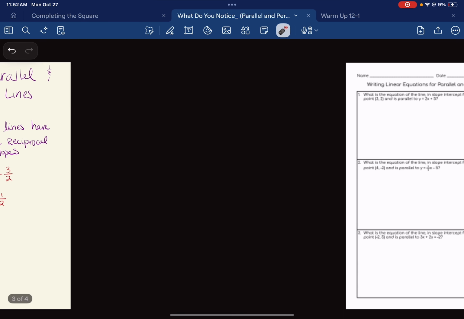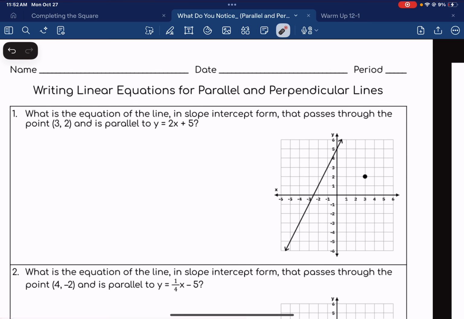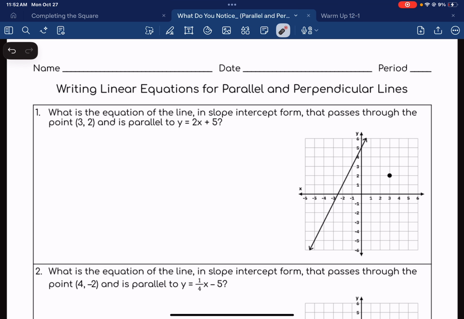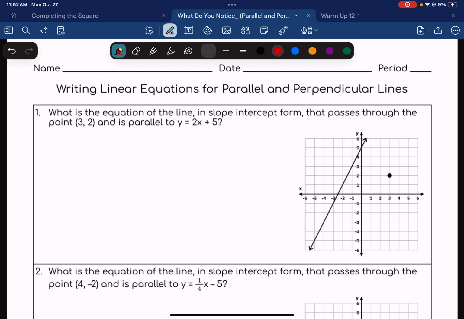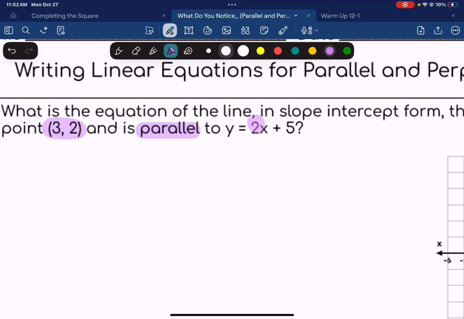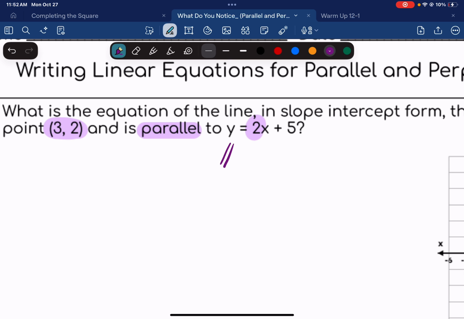All right, so let's do some examples. It says, what is the equation of a line in slope-intercept form that passes through the point (3, 2) and is parallel to y equals 2x plus 5? So the information that we started with first here is (3, 2). And we know that we want our line to be parallel, and in order to be parallel, it's got to have the same slope. So what is the slope of the given line? Well, it's 2. So our parallel slope is just going to be 2.